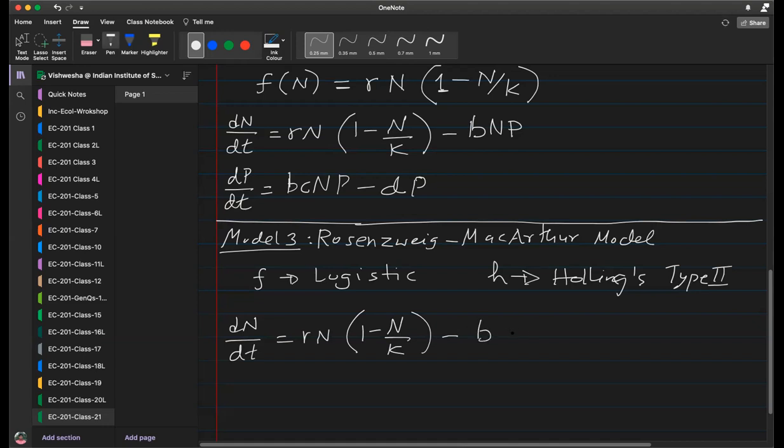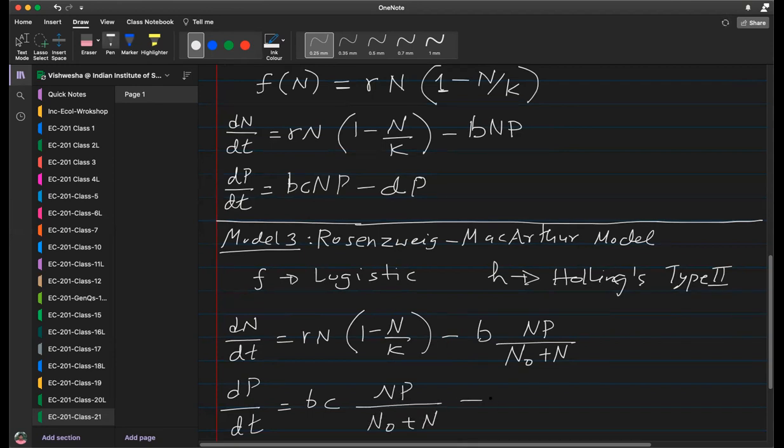B NP divided by N0 plus N, is that right? BC NP divided by N0 plus N, minus dN. Oh, dP. This is fine.